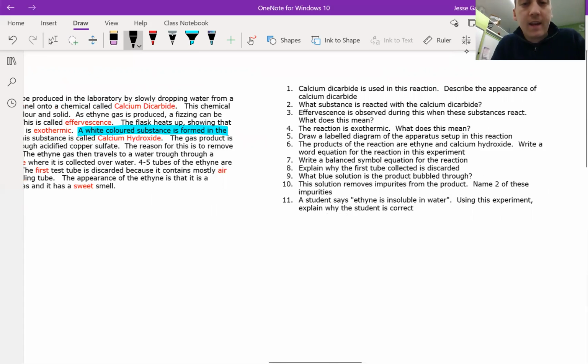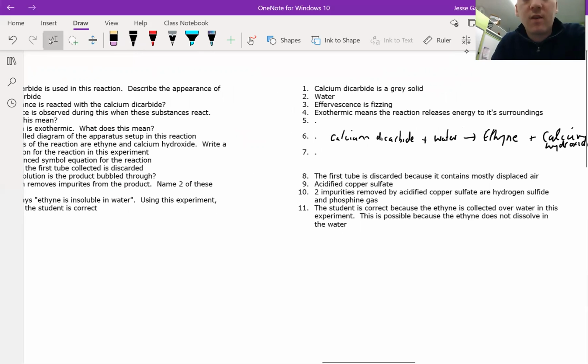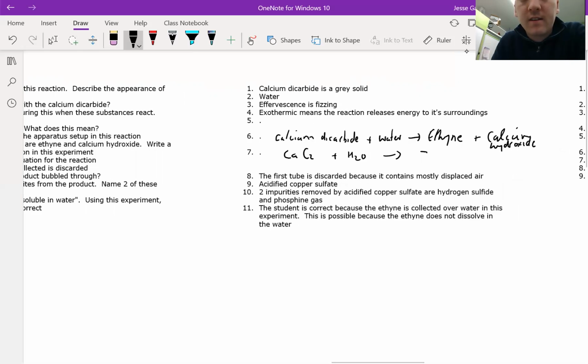Okay, and then write a balanced symbol equation for this reaction. Well, calcium dicarbide is CaC2. Water is H2O. I've given you ethine is C2H2, and calcium hydroxide is Ca(OH)2. Now, if you were able to do that already, great. If you weren't able to write out those symbol equations, you could pause the video now and try to balance it for me.